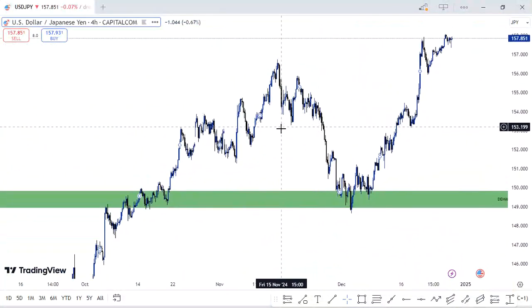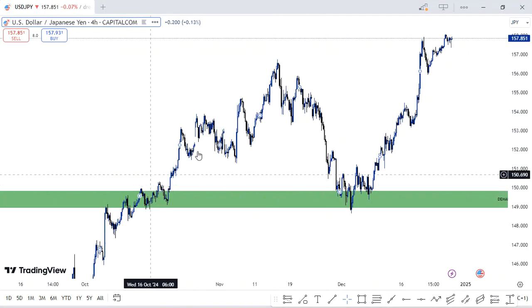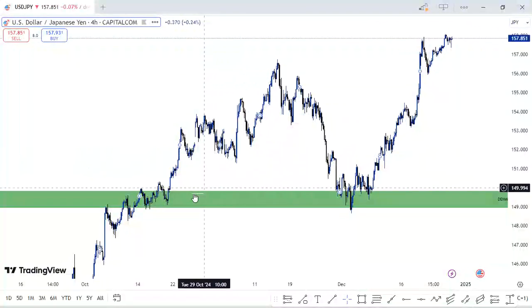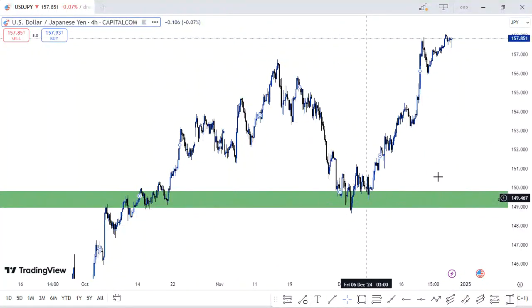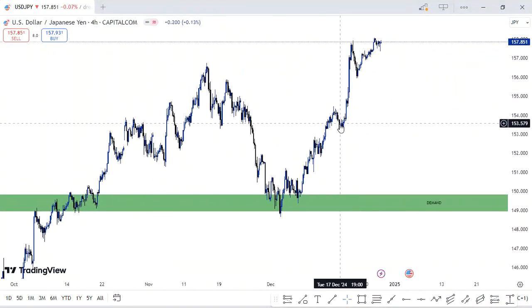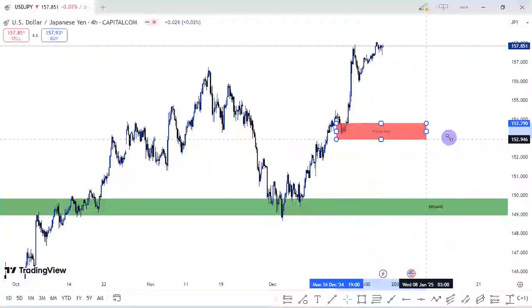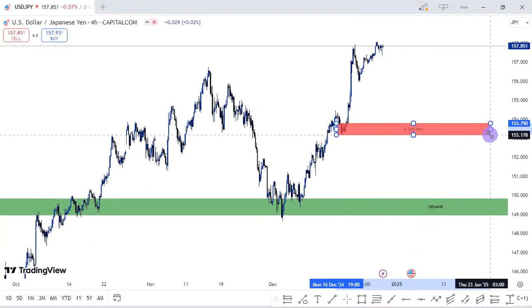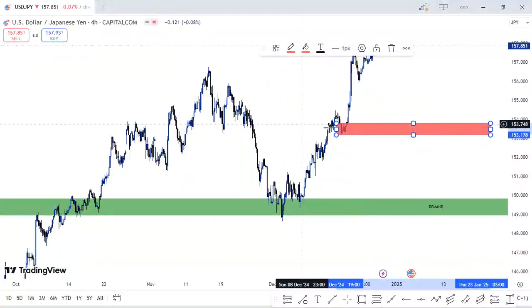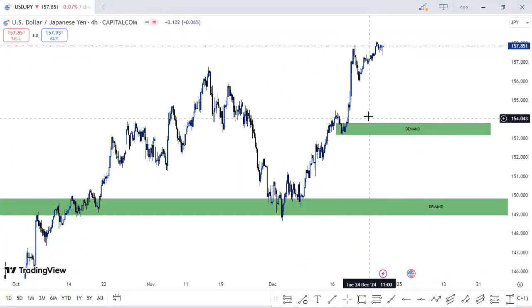First things first, we would equally want to mark out key demand and supply regions on our 4-hour time frame, or probably modify the existing ones we already had from the daily time frame or the daily perspective. Now you can see that we have another key demand structure here. This is another demand level here from the 4-hour time frame. So let me change the color. This is the demand from the 4-hour time frame.